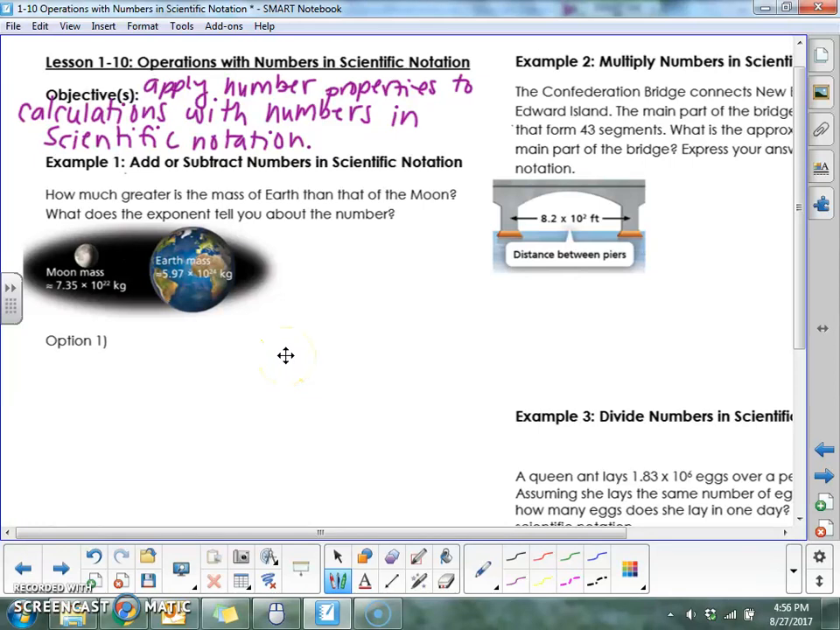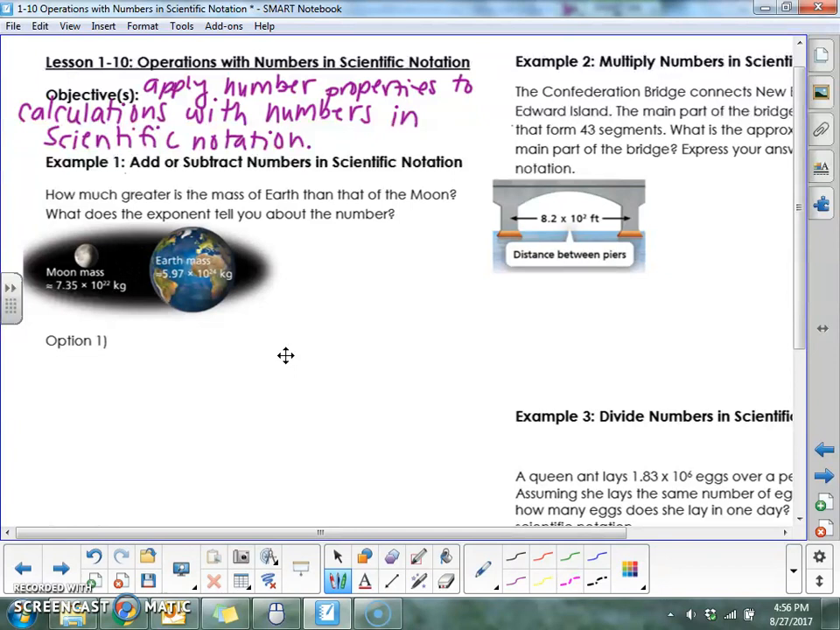All right, so for lesson 1-10, we're going to be using operations with numbers in scientific notation. So the objective is to apply number properties to calculations with numbers in scientific notation. So we're going to be adding, subtracting, multiplying, and dividing with numbers that are, again, in scientific notation. So we're going to start with when you're adding or subtracting.